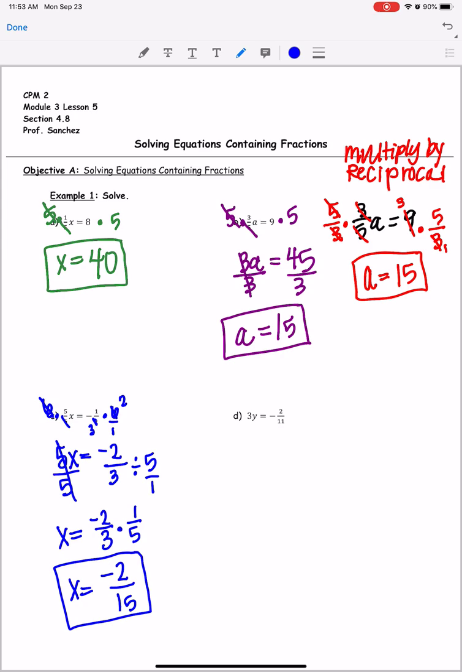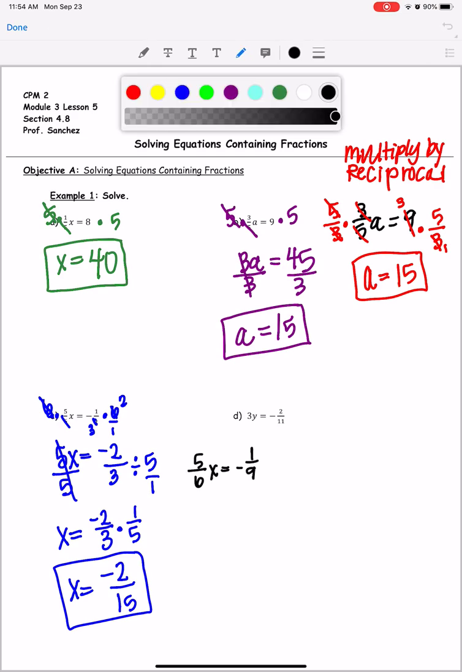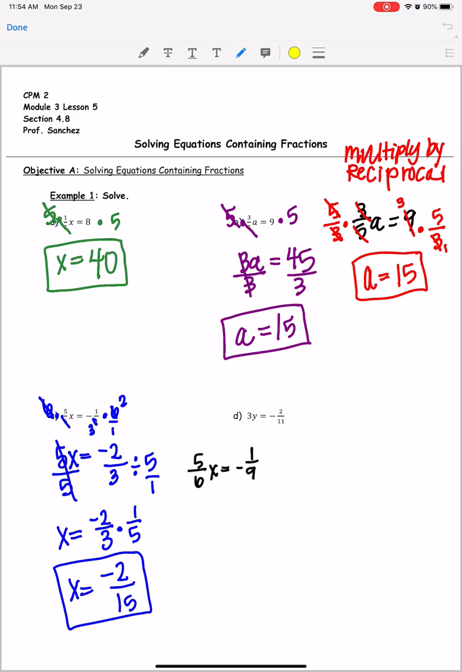So look how much work we have there. Let's do this all in one step. So we're going to have to use a little bit of this part D's area, but I've got 5 over 6x equals a negative 1/9. Okay, so let's multiply by the reciprocal here.